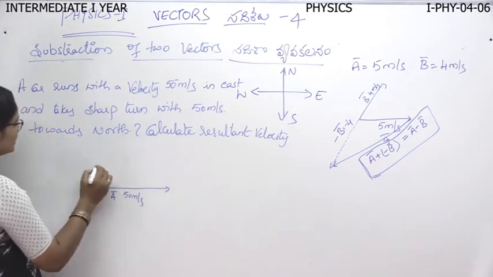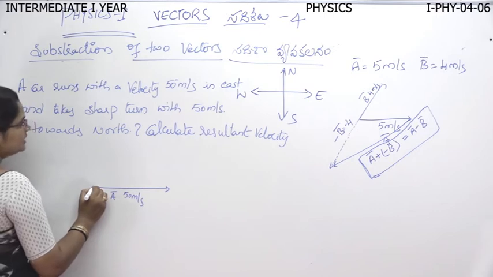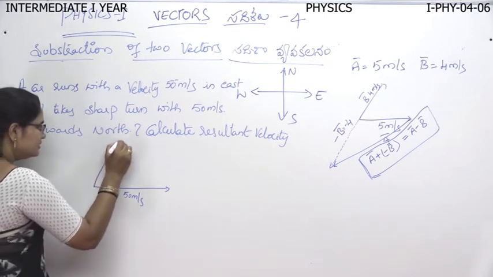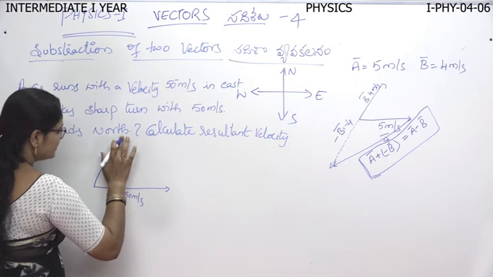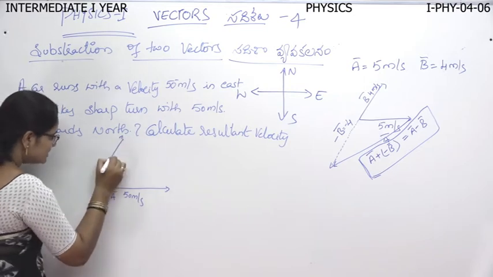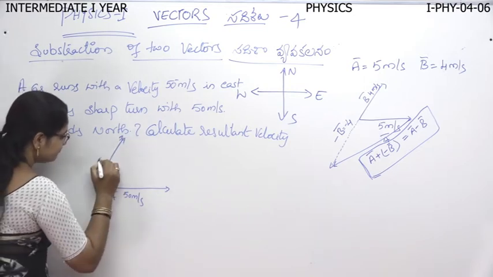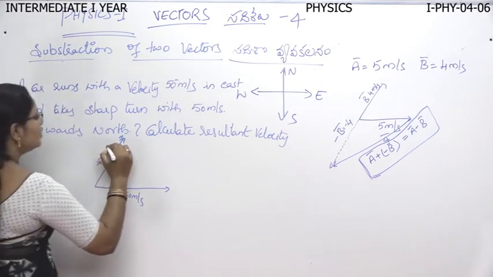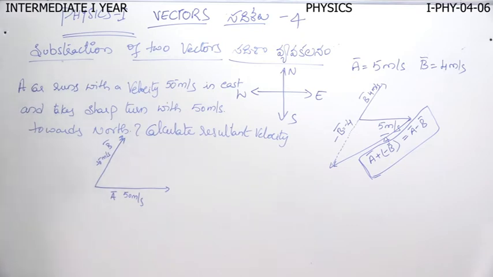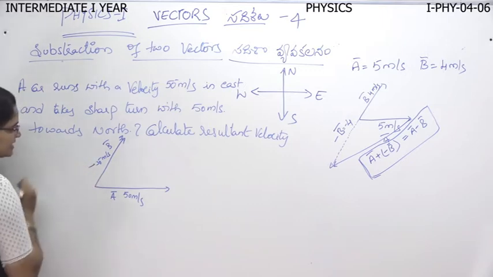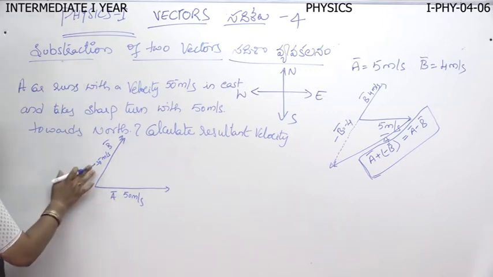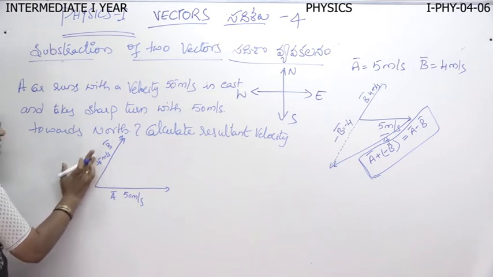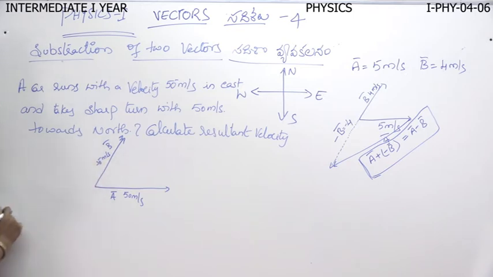So how can you add? Towards the north, it is traveling with the same 50 meters per second. This is vector B. Now you have to find out the resultant vector. Now the direction is different, so this is minus 50 meters per second. This is plus 50. Now you have to find the subtraction because you have to find out the relative velocity.